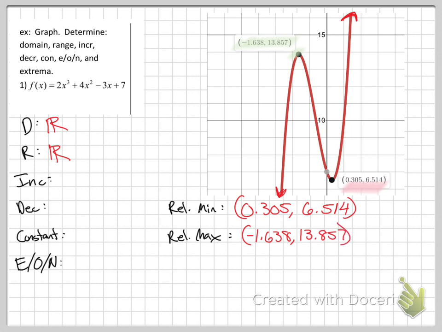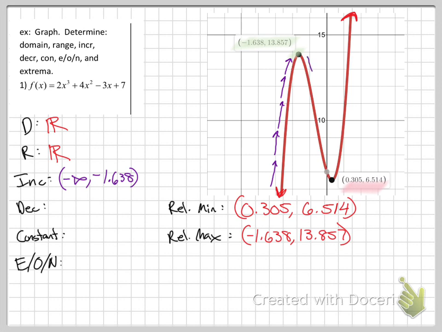Okay, so then increasing, decreasing, constant. Start from the furthest left. We read from left to right. And as you're tracing, you are going uphill. So increasing from negative infinity until you hit what? When does the graph stop increasing? Remember, it is a domain, so it's at the x value of negative 1.638.